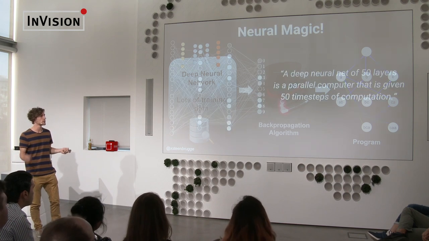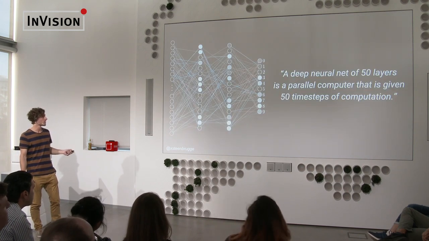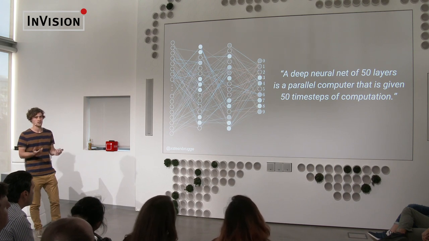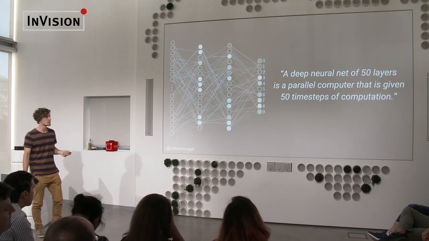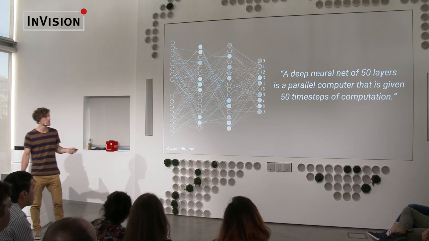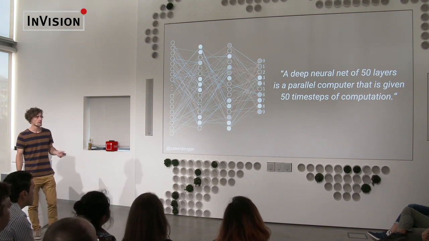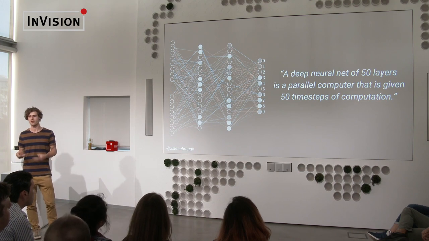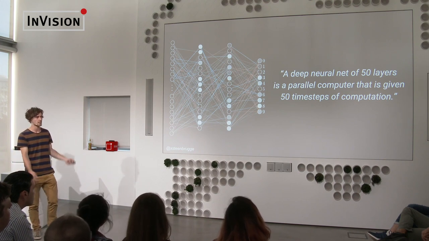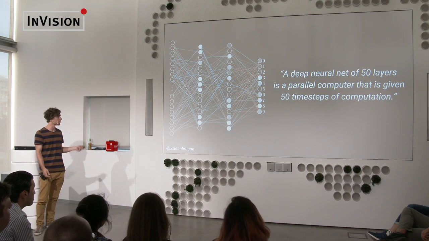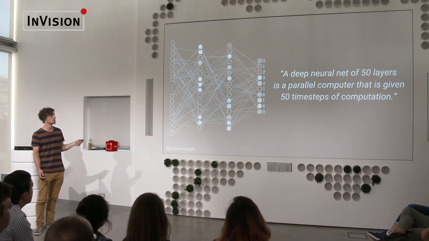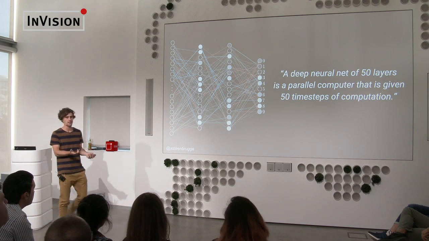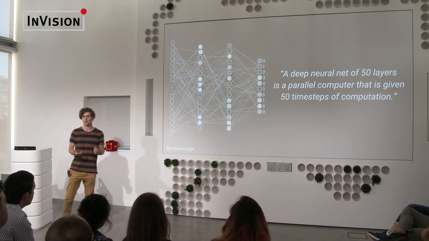And what is the program doing? Well, it's looking at images, and it's doing steps of computation, and at the output, I have an answer. So I always think of neural networks, I mean, imagine you have a deep neural net that has 50 layers, then I like to think of this as a parallel computer that gets 50 time steps of computation to produce an output. That's what a neural network is doing. It takes all of these inputs, it does a few time steps of computation, and then it gives you an answer. So that's why I call it programs, because basically they turn data into programs. That's what these neural networks do.